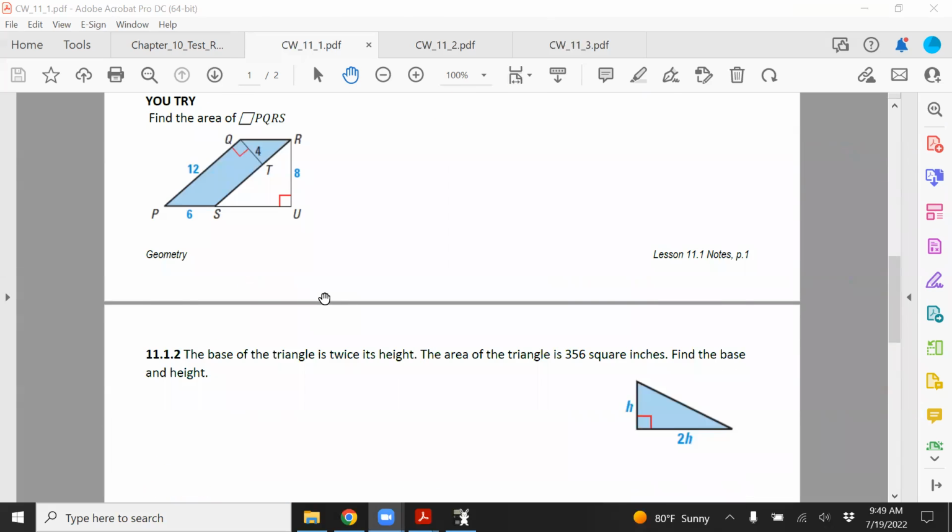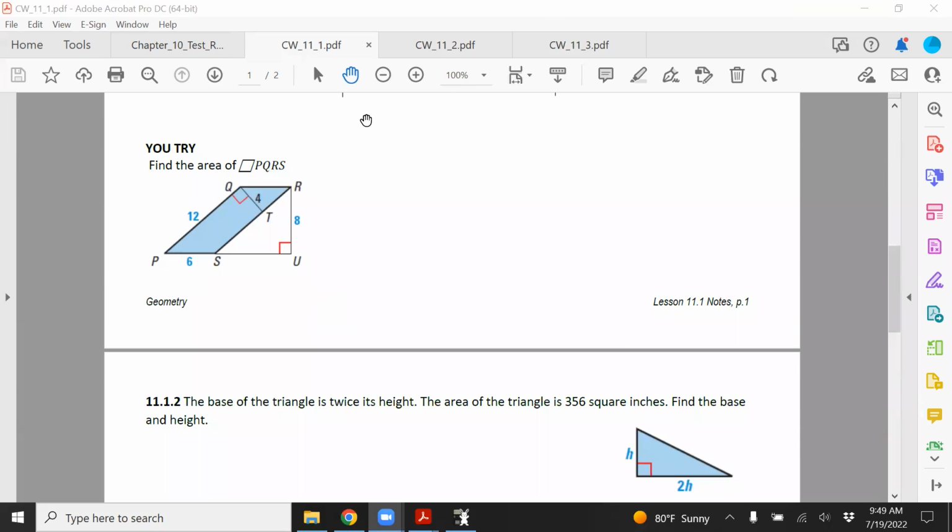All right. Ooh, that's a good one. So here you're supposed to find the area of parallelogram PQRS. Oh, okay. It's not too bad. I don't know why they put this triangle here. That's weird.